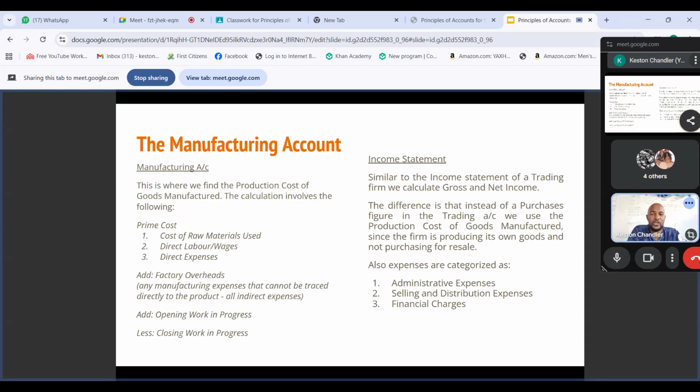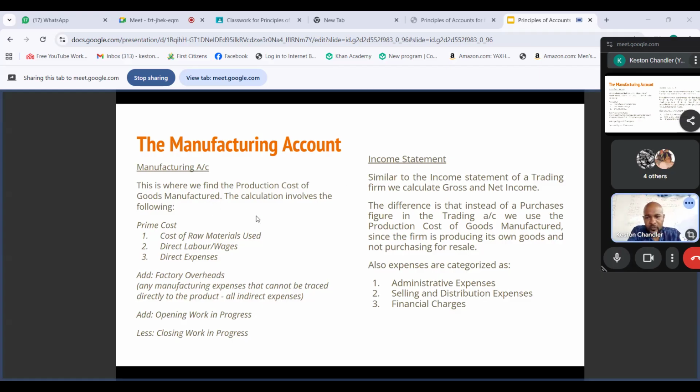So let's talk about the manufacturing account. In the manufacturing account, this is where we are going to be calculating the production cost of goods manufactured, which is synonymous with or similar to purchases in a trading or sole trader account. The sole trader has to purchase goods to sell over. The manufacturing firm is not buying goods, they are making their goods. So we have an entire separate account that fits on top of the trading account. That account is necessary for us to calculate the production cost of goods manufactured.